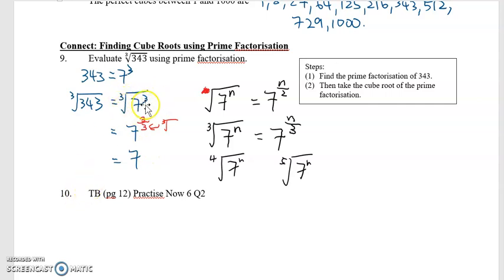Now if the power here is not 3, let's say it's 6, then it will become 6 divided by 3, so it's 7 square. Then you have to evaluate 7 square. So it depends on the question.